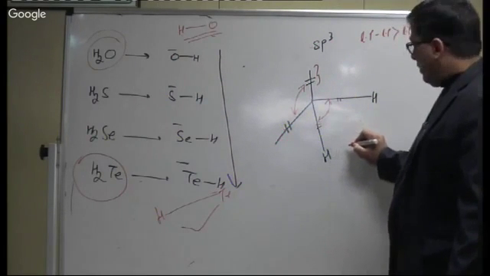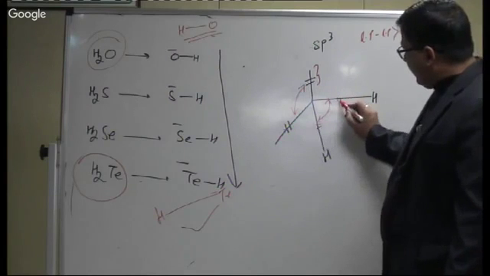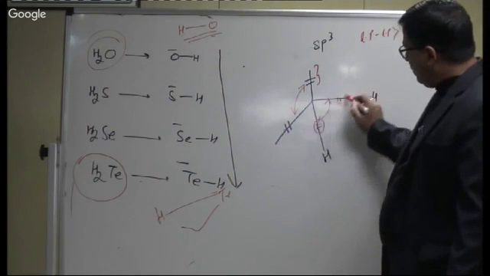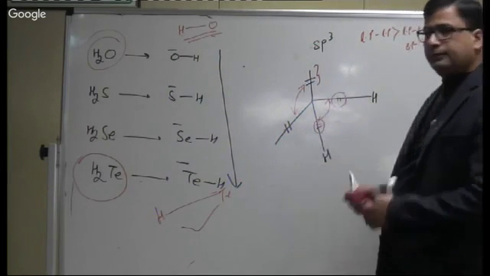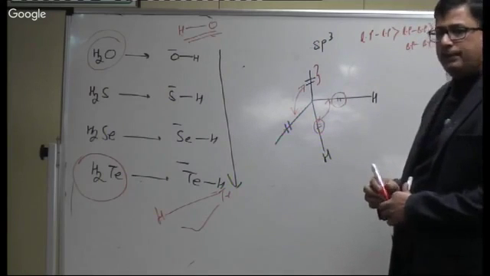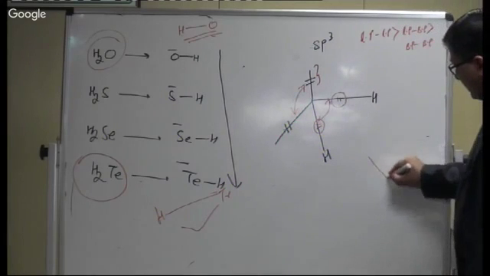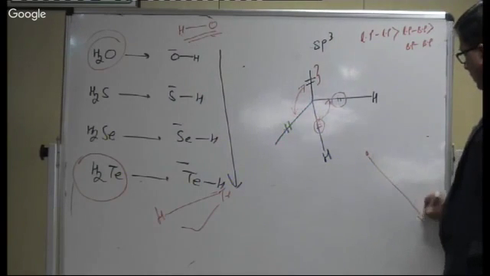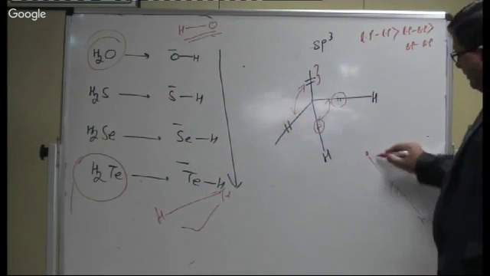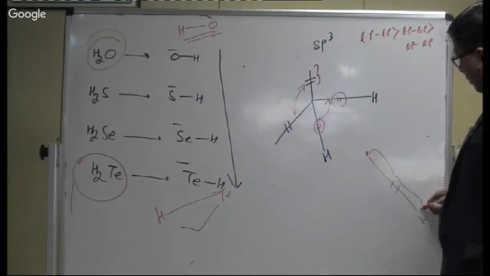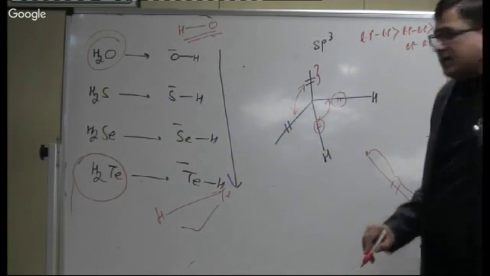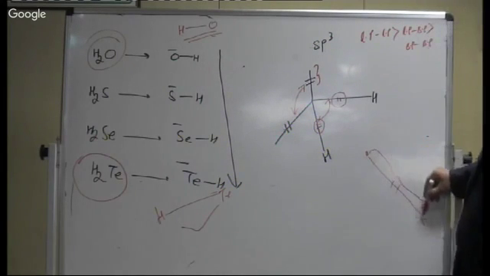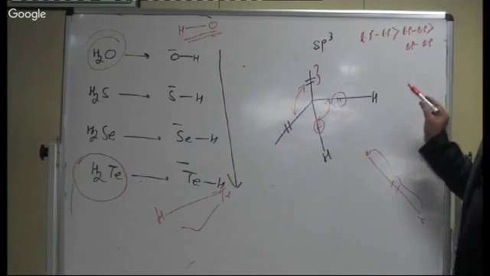Clear? Now, why does this bond angle decrease? See, these electrons repel these electrons because they are negatively charged. See, if I increase the bond length, that is, the bond length between the central atom and hydrogen increases, that means the electron density in this bond decreases. If the electron density in this bond decreases, the repulsion decreases.